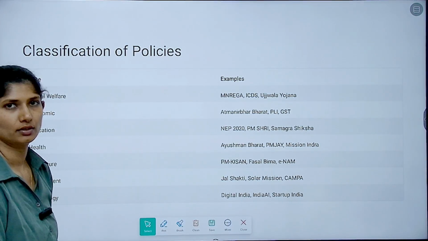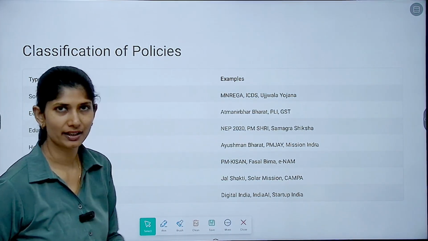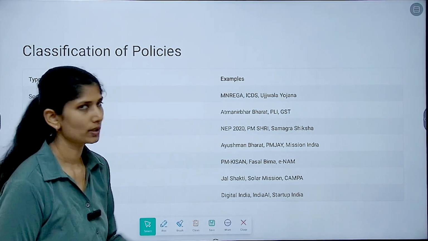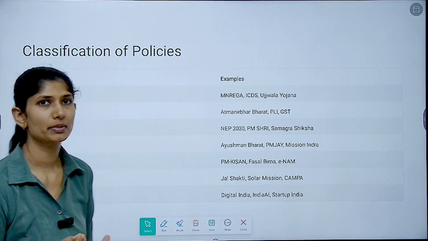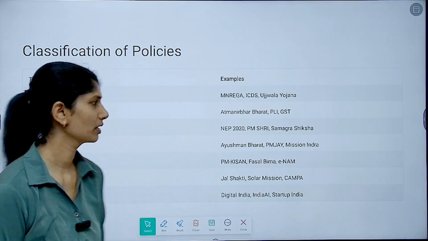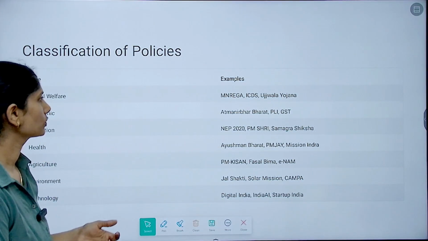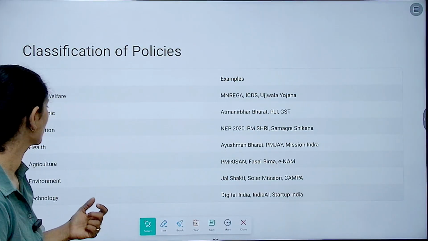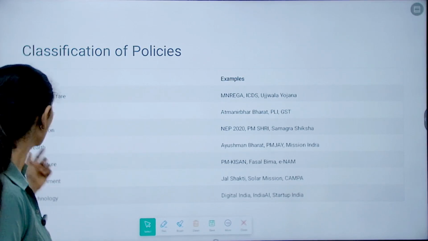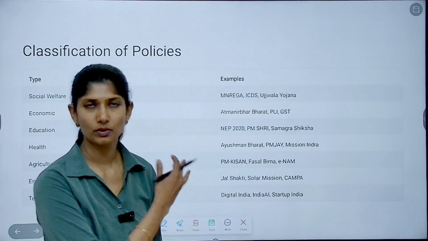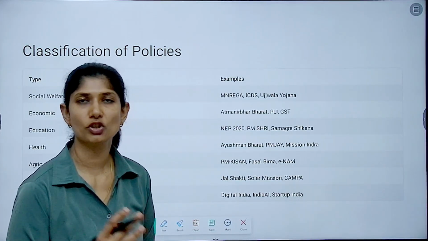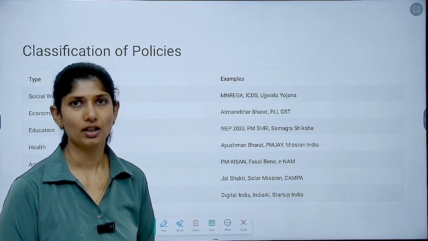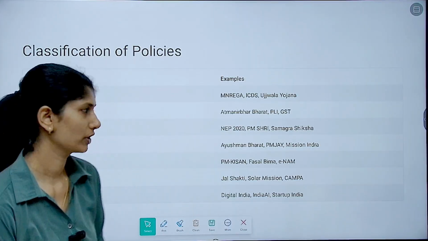Social welfare means schemes such as your MGNREGA, your 100-day wages, Ujjwala Yojana, and this also brings in your LPG subsidies. Economic schemes with respect to Atmanirbhar Bharat, self-sufficiency, GST. With respect to education, like the previous example we discussed, National Education Policy 2020, PM Shri schools, Samagra Shiksha, bring in holistic development for education.